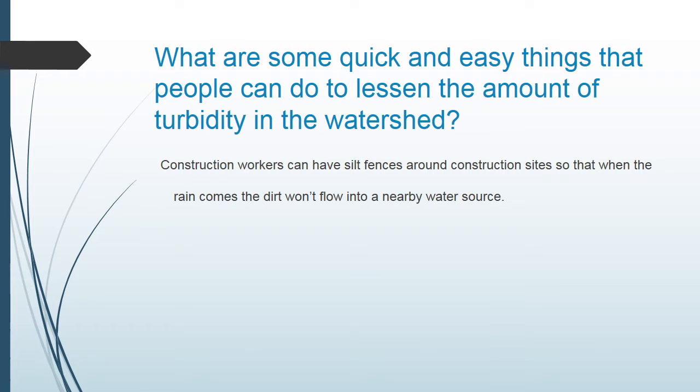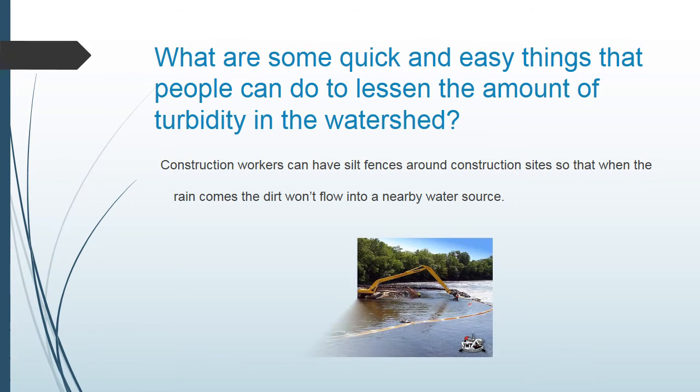What are some quick and easy things that people can do to lessen the amount of turbidity in the watershed? Construction workers can have silt fences around construction sites so that when the rain comes, the dirt won't flow into a nearby water source.